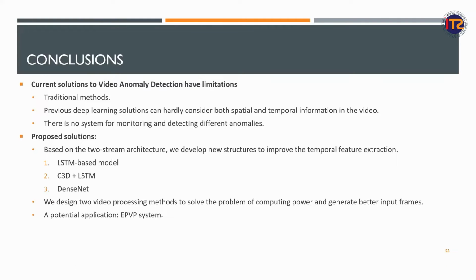Our new methods, actually two methods, can be used to solve the problem of computing power and generate better input frames. In addition, we introduce a new application, the EPVP system. As we have seen from the demo, it can be used to upload video from anywhere in the city to the authorized agent for identification of what kind of anomaly events they are.